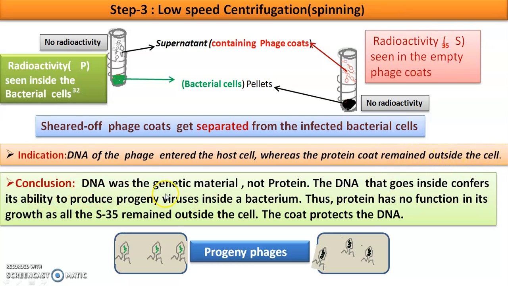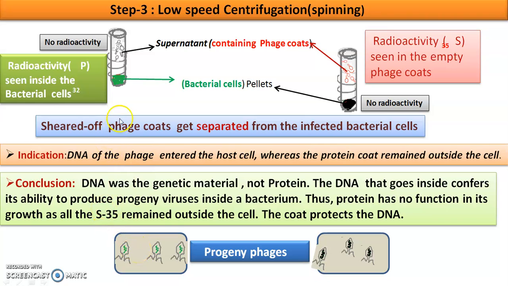And what is the conclusion? DNA is the genetic material and not protein. The DNA that goes inside confers the ability to produce progeny viruses inside the bacteria. Thus, protein has no function in its growth. Protein's function is to protect the DNA when the particles remain isolated. So that is how it was finally concluded that DNA is the genetic material.